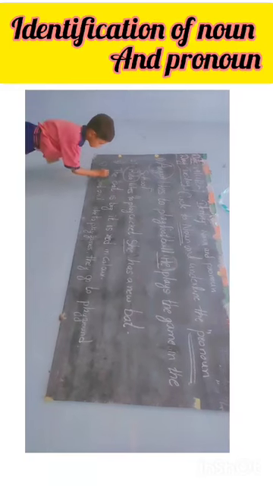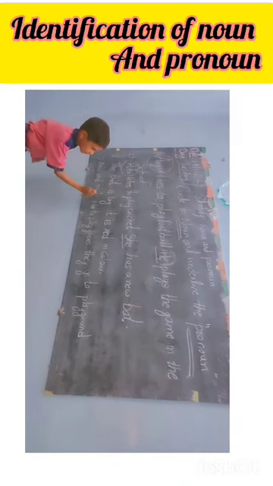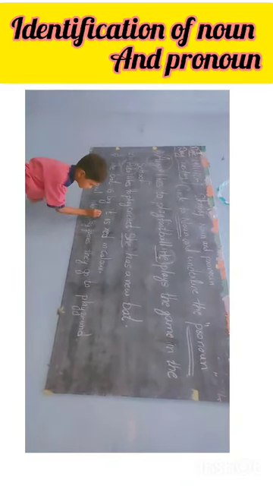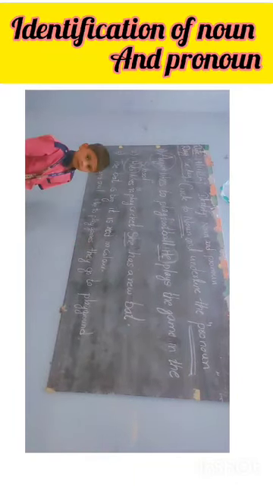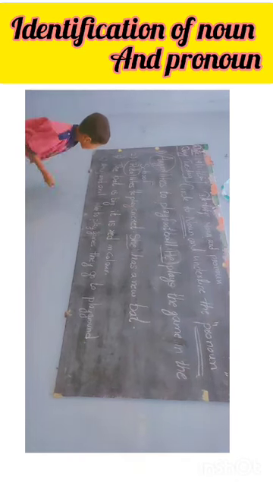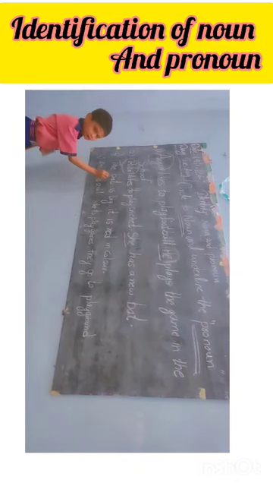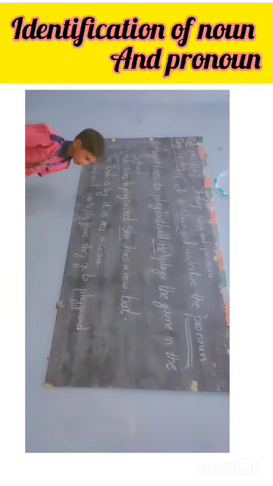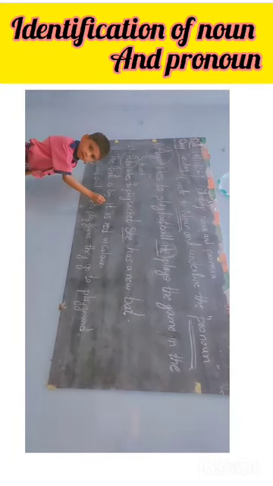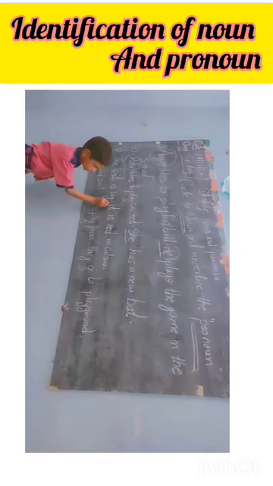Read the sentence first. The bat is red. Loudly. It is red in color. Which is the noun? Bat, B-A-T, bat, noun. Circle that. And which is pronoun? It. Very good. So underline it.